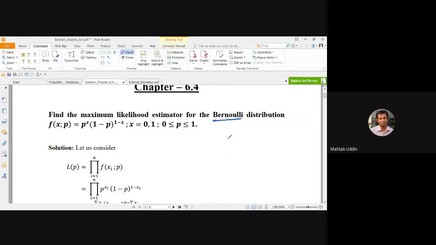Now, this is the function. You can see there is the parameter p. The parameter is p, right? So, what is actually p?